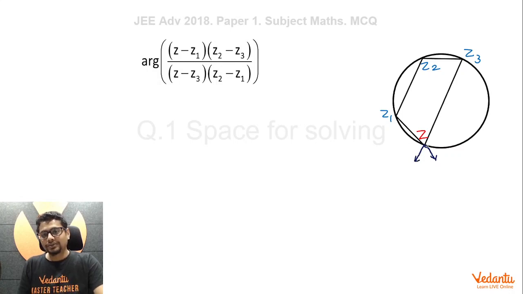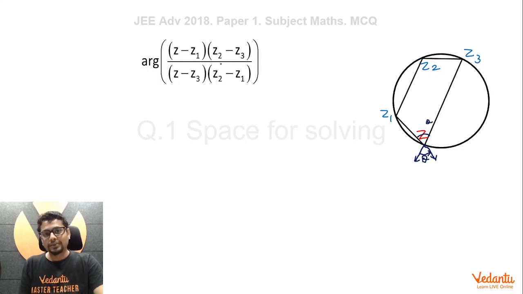So argument of Z minus Z1 divided by Z minus Z3 is essentially argument of Z minus Z1 minus argument of Z minus Z3. So this essentially becomes this, and since this is in anti-clockwise direction, this is some positive angle, so to speak. So let me say this angle to be, say, theta, and hence this angle also becomes theta.